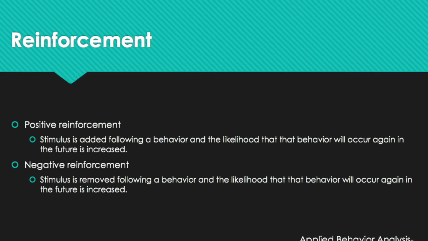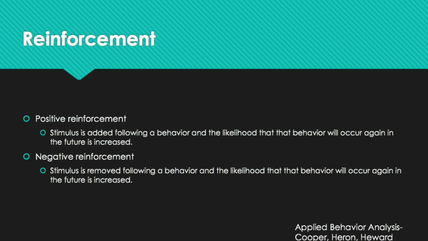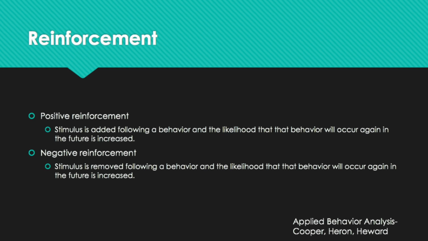And then, reinforcement. Positive reinforcement, negative reinforcement. I know for those of you who were at the last training, you already know that when a stimulus is added following a behavior, and the likelihood that that behavior occurs again in the future is increased, that's how you know it was positive reinforcement. If I say I want a lollipop and you hand me a lollipop, if I like lollipops, the next time I'm more likely to say, can I have a lollipop? Because I want that reinforcer.